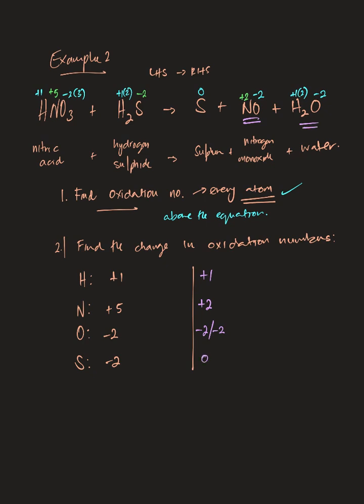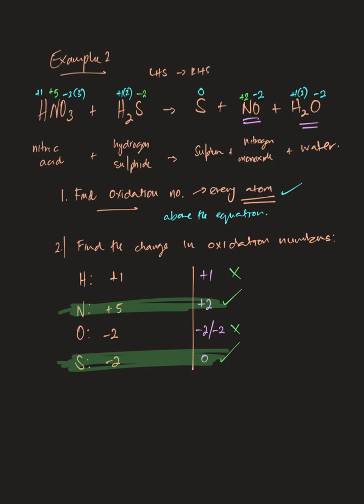When I'm looking at these, I need to find the ones that have changes. Any changes with the hydrogens? No. Any changes with the nitrogens? Yes. Any changes with the oxygens? No. And any changes with the sulfurs? Yes. Now we have to look at what happened. This nitrogen here, and the sulfur here, they went through certain changes. So we want to look at what those changes were.